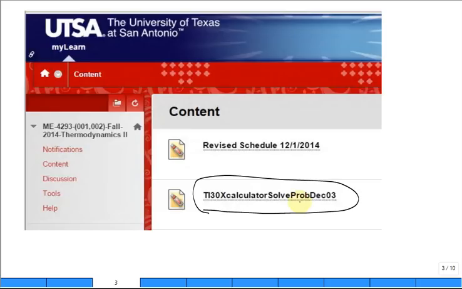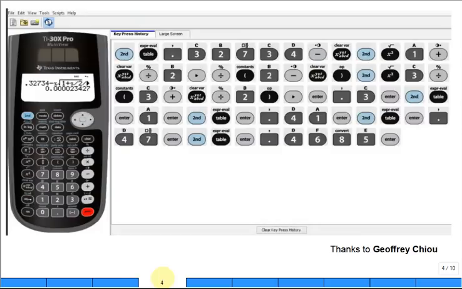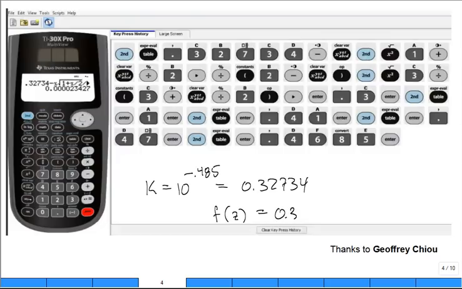On Blackboard Learn, you have this. Did anybody take a look at that? Keystrokes for you to find the root of the problem, where you're solving for 10 to the minus 0.485, or in other words, the constant k is this number, 0.32734. So you're solving for the function of z equal to that constant, 0.32734 minus the z square root of 1 plus z divided by 2.